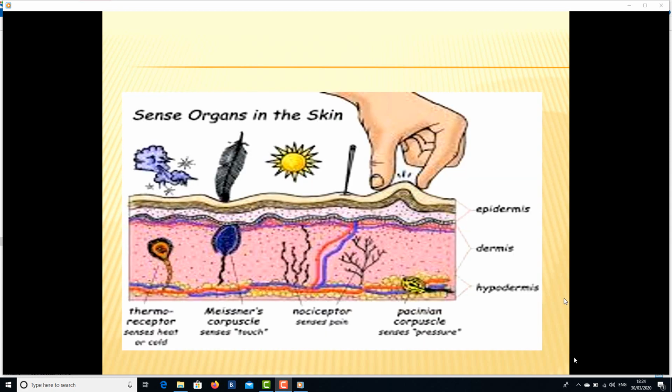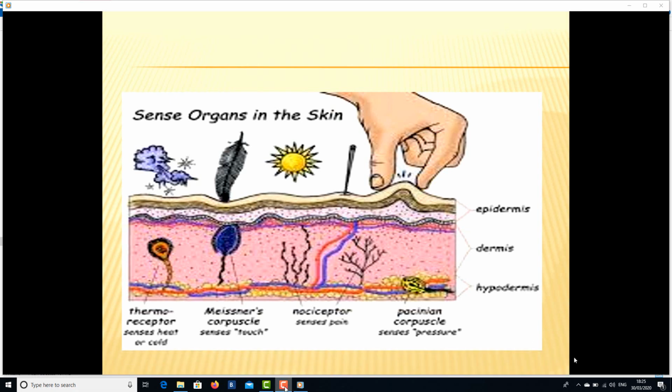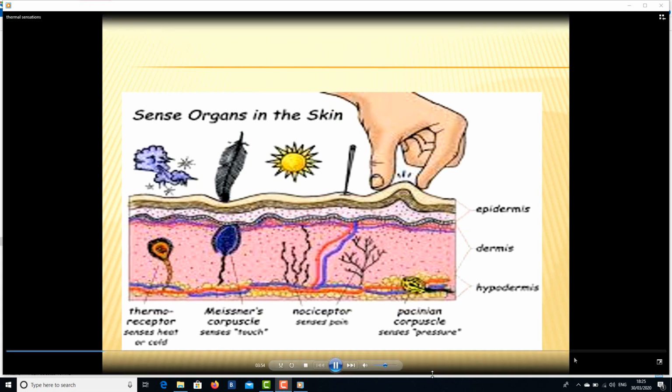Now look at this histological diagram of the skin. You can see the layers of the skin: on the topmost we have the epidermis, then the dermis, then the hypodermis. Now look at different sensations. We have sensations like cold, hot, pain, pressure, sense of position, touch, and vibration.